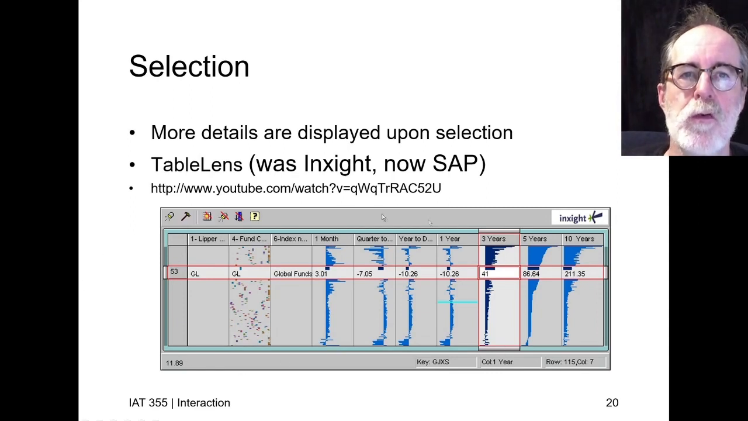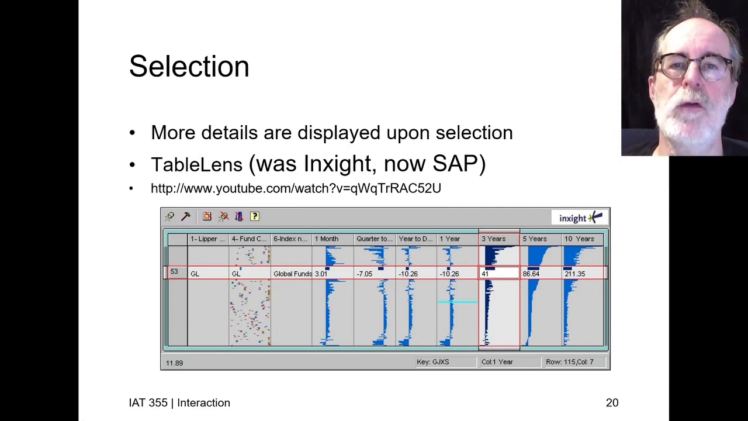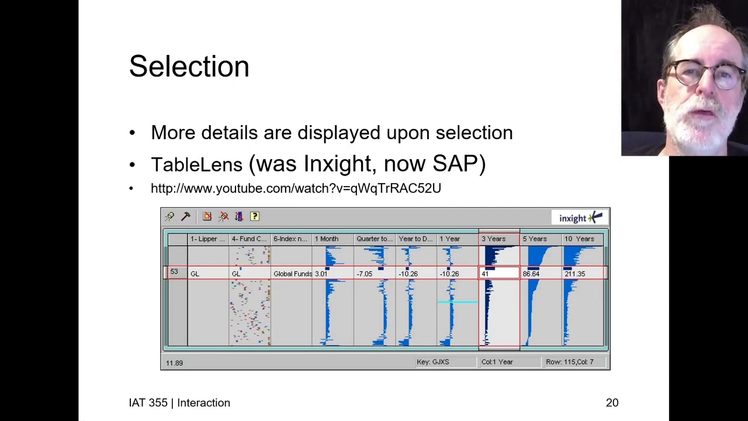So this thing here is called TableLens. It was built at Xerox Palo Alto Research Center. This and a few other techniques were spun out to a small company called Inxight, which became a modest-sized company, which was bought by SAP. And so this is now in SAP's suite of tools. So what we're going to do now is switch gears and watch that.